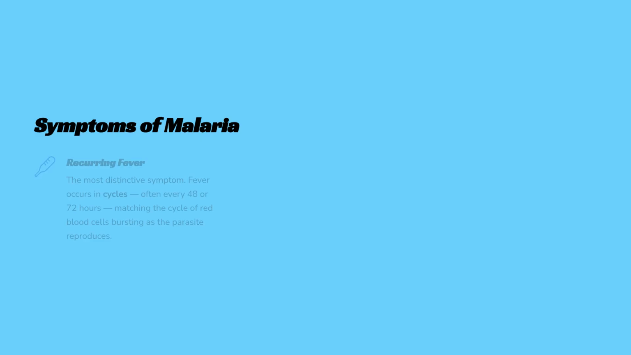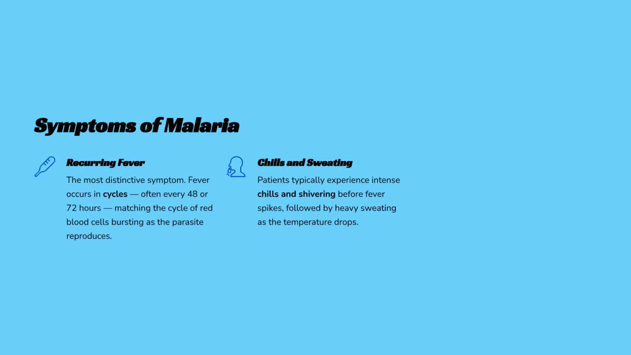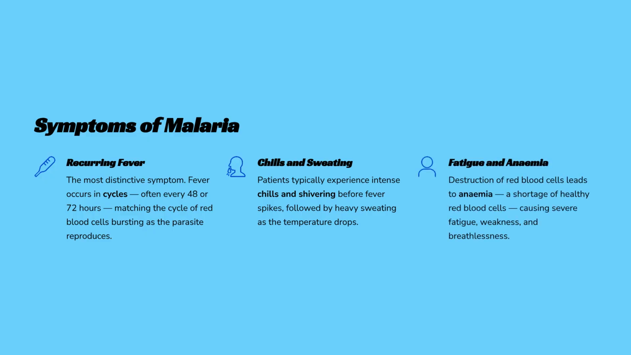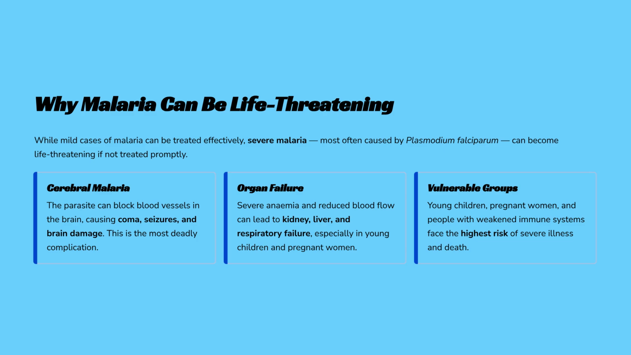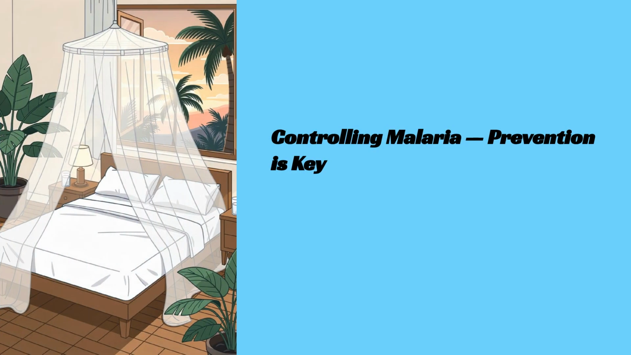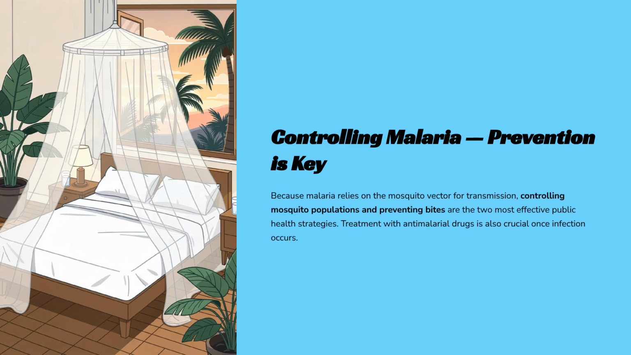Malaria symptoms include recurring fever, intense chills, and sweating. Furthermore, the destruction of red blood cells causes anemia, leading to extreme fatigue, weakness, and difficulty breathing. Severe malaria can be life-threatening. Complications like cerebral malaria, which affects the brain, and organ failure can occur, posing the greatest risk to children and pregnant women. Since we cannot easily eliminate the parasite once it is in the human body, prevention is our most powerful tool. Controlling mosquito populations and avoiding bites are essential public health goals.